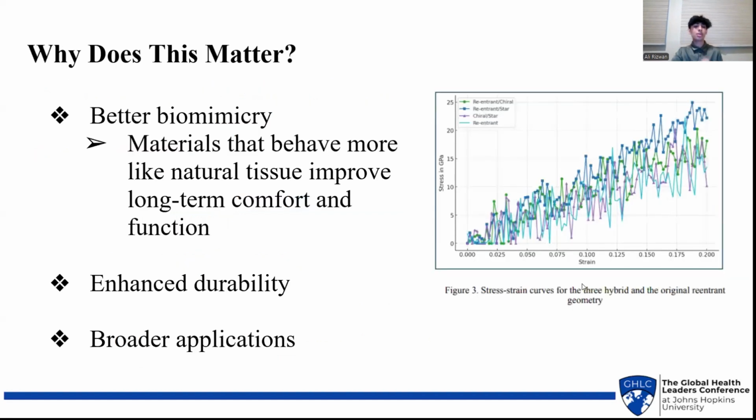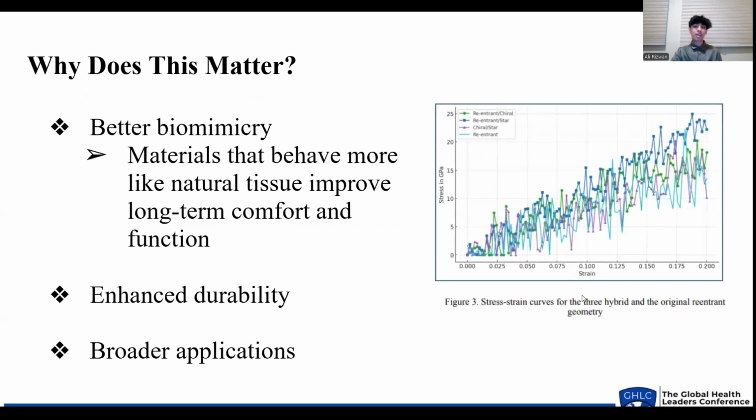So why does this actually matter? Well, this matters because stronger, more flexible prosthetics means fewer failures, fewer surgeries, and faster recovery. This design could lead to customizable 3D printed implants, which we are currently working on, that better match individual patient needs. And beyond hips, these materials could transform knees, spinal discs, and even cardiovascular devices.